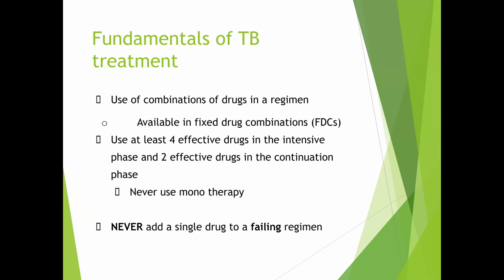So the fundamentals of TB treatment, that is, the key things that we look at in TB treatment. Use of a combination of drugs in a regimen. We don't use a single molecule. We use combined drugs that are available in fixed-dose combination. We usually use at least four effective drugs in the intensive phase. That is where we use rifampicin, isoniazid, pyrazinamide, and ethambutol. And a continuation phase where we use 2 effective drugs, rifampicin and isoniazid. We never use monotherapy, and never add a single drug to a failing regimen. Once a patient has failed the regimen, we don't add another drug on top of it.